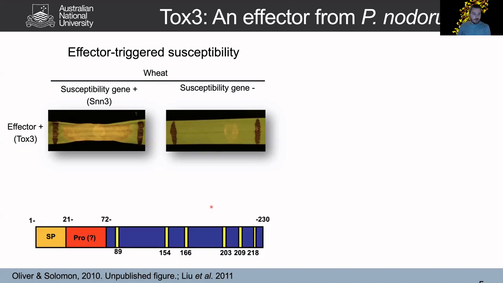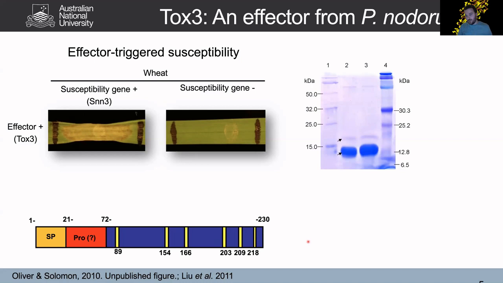So TOX3 was originally identified and cloned from Tim Friesian's lab, and it's a secreted protein, 230 amino acids, and it has this putative prodomain. And this is important. We'll talk about this throughout my talk. And it also is defined by 6 cysteines, which are believed to form 3 disulfide bonds.